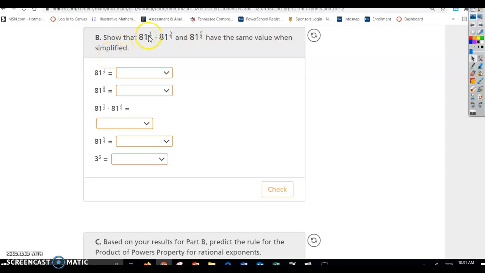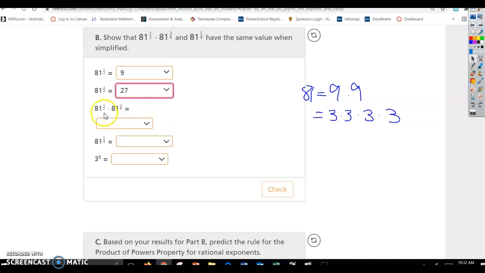All right, so 81 to the 1/2 power, that's the same thing as the square root of 81. So the square root of 81 is just 9. All right, 81 to the 3/4 power, if I think of 81 broken down, 81 equals 9 times 9, and that equals 3 times 3 times 3 times 3. So in my head, 3/4 of that, 3 times 3 times 3, is just 27. You can use your calculator to figure this out, but I like to see if you can play these out in your head.